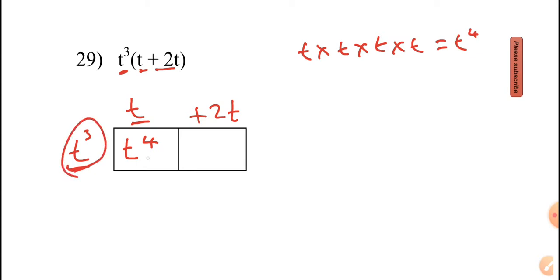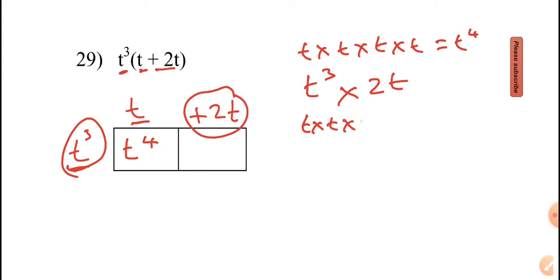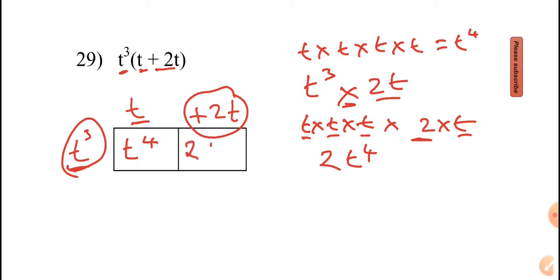Now we have to do t cube times plus 2t, so t cube times, we don't have to write plus 2t, we must write 2t. So t cube means t times t times t, and 2t means 2 times t, and with the times sign there, we just copy the times sign down. So the answer is going to be 2 times, then there's 1, 2, 3, 4, so it's t to the power of 4. So that is 2t to the power of 4, and it's positive.